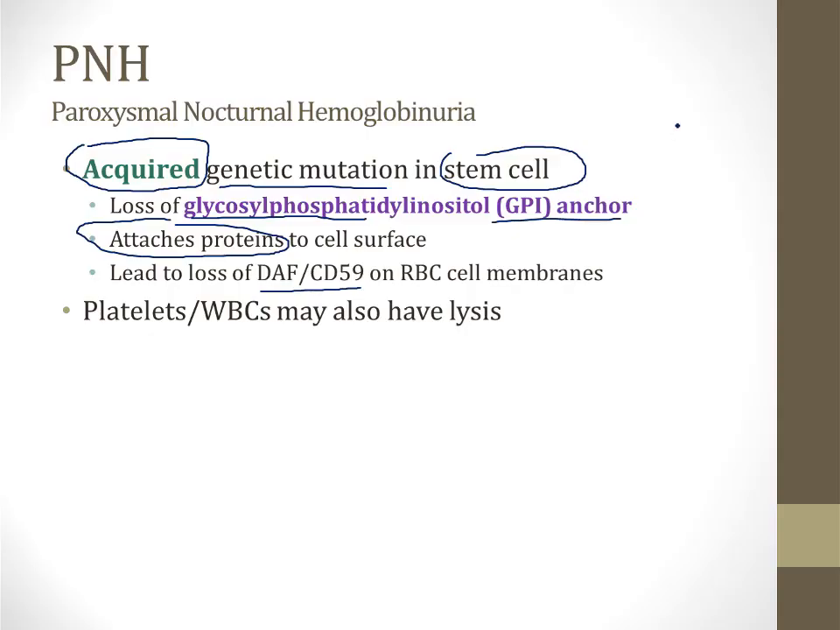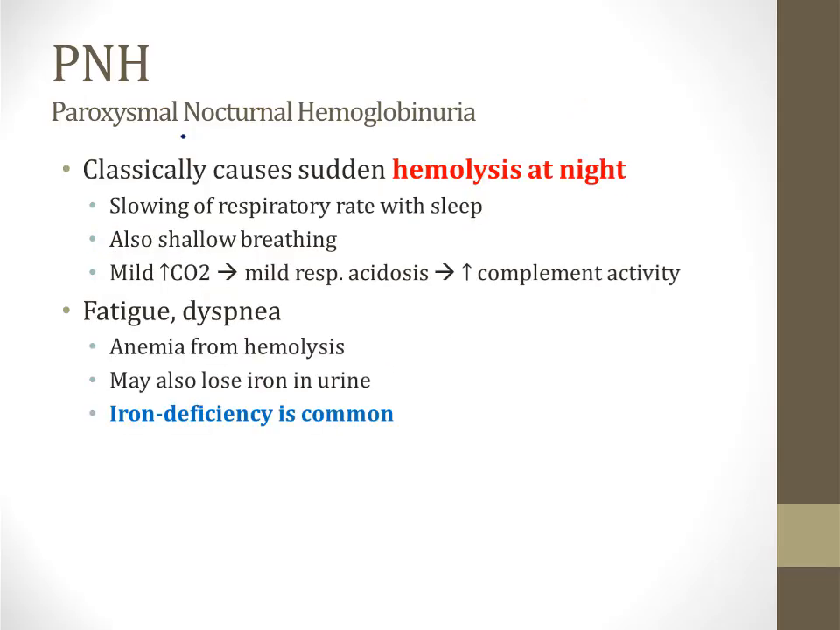Now, because the problem is in a hematopoietic stem cell, it's not just the red cells that have issues, it's also the platelets and white blood cells. They can also be lysed by the complement system, so in addition to the symptoms of anemia that occur, you can also get problems with low platelets and low white counts. PNH gets its name because it classically causes sudden episodes of hemolysis at night. A paroxysm is a sudden episode, nocturnal means at night, and the disorder results in hemoglobin in the urine, which changes the color of the urine. So people with this disorder classically have episodes at night where the urine changes color.